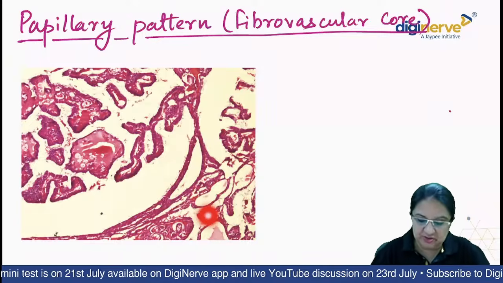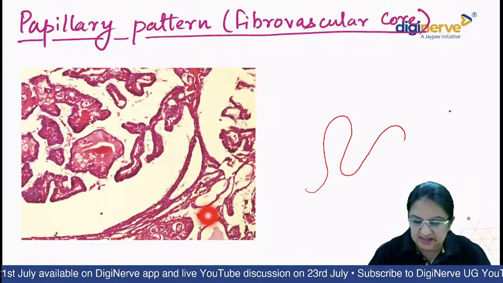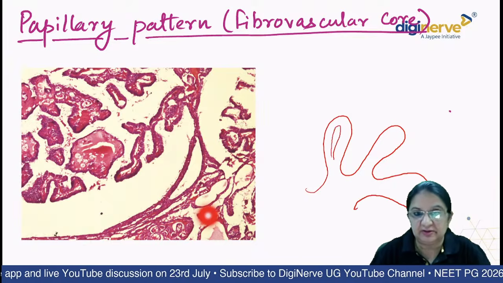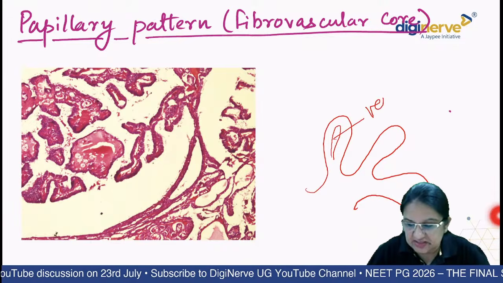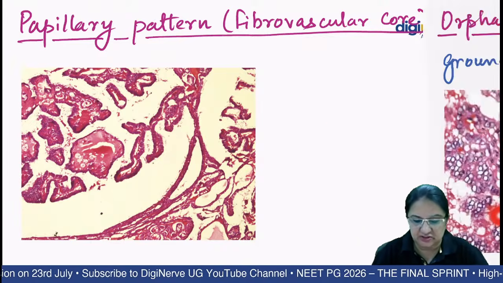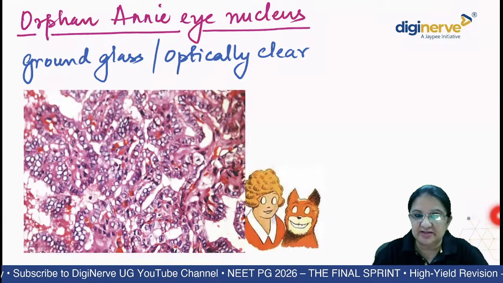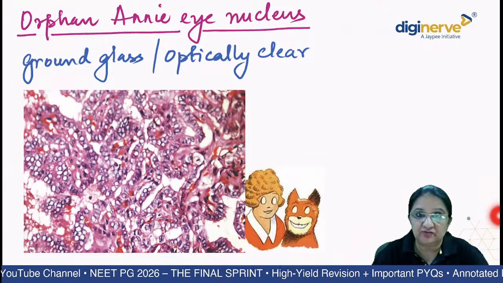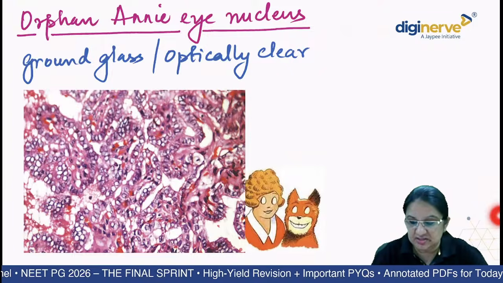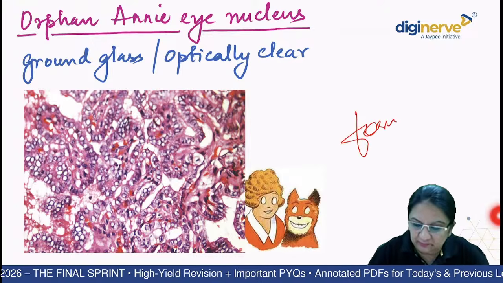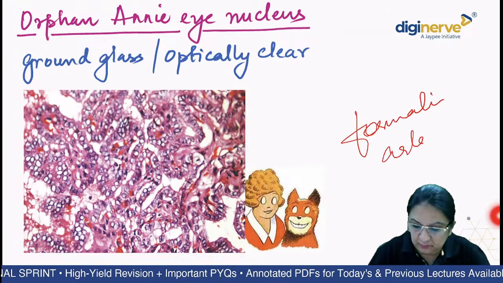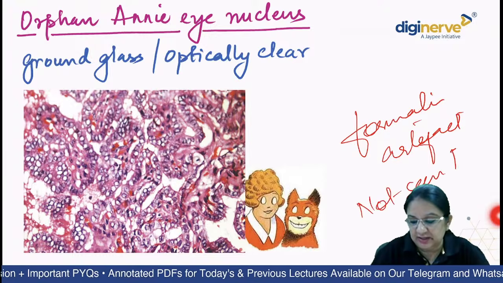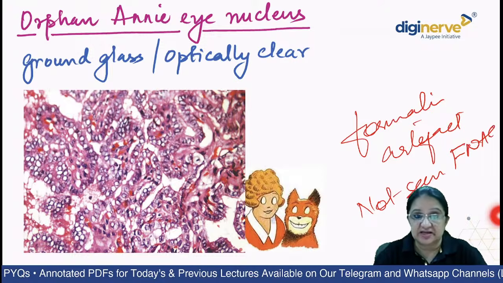Then microscopy, you see a papillary pattern. Please note it is a true fibrovascular core. Inside the papillary core, you get a vessel also. So it's a true fibrovascular core. Then, of course, everybody's favorite question: ground glass, optically clear nucleus, Orphan Annie eye nucleus. Please note this is a formalin fixation artifact. It is not seen in FNAC, only in formalin-fixed slides, right?